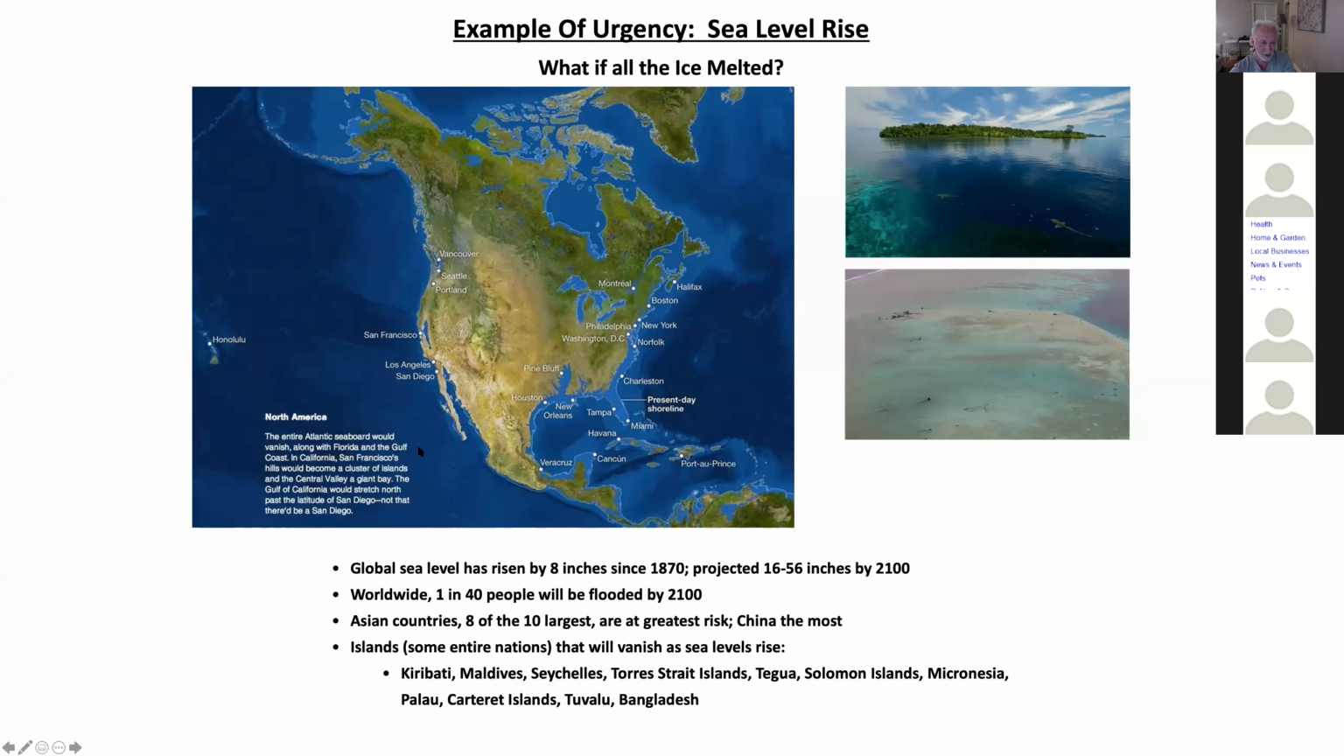So the entire Atlantic seaboard would vanish, including Florida and the Gulf Coast. In California, San Francisco's hills would become a cluster of islands. The Central Valley would be a huge lake. And the Gulf of California would extend north of San Diego.